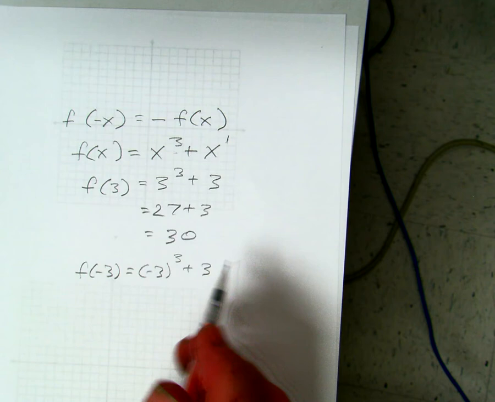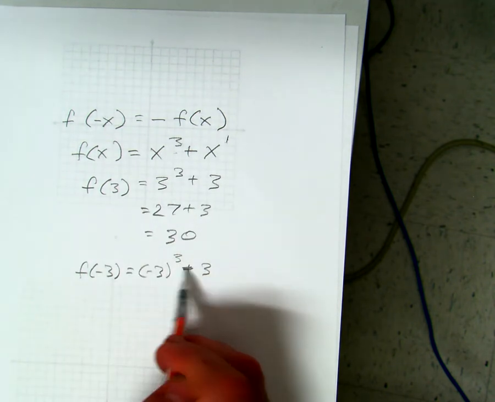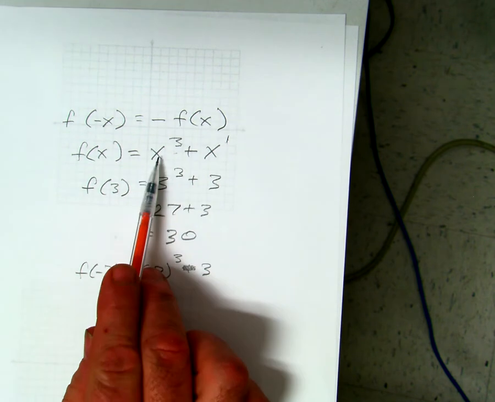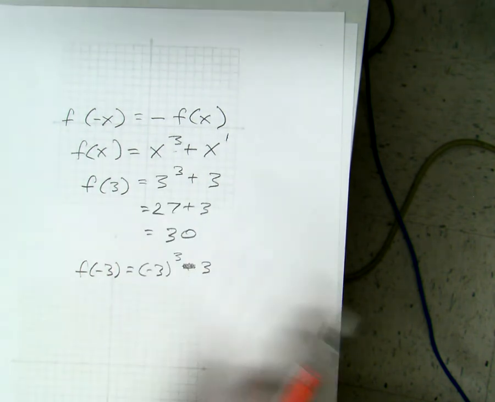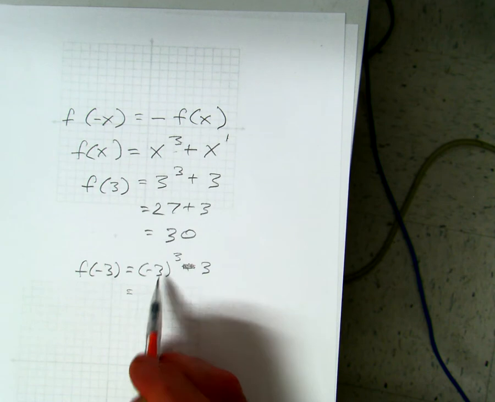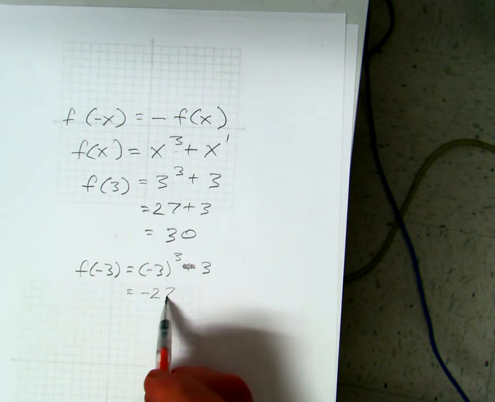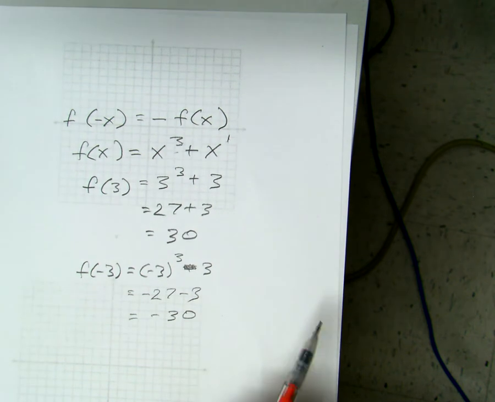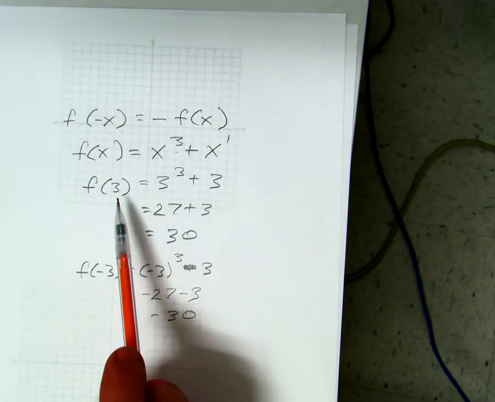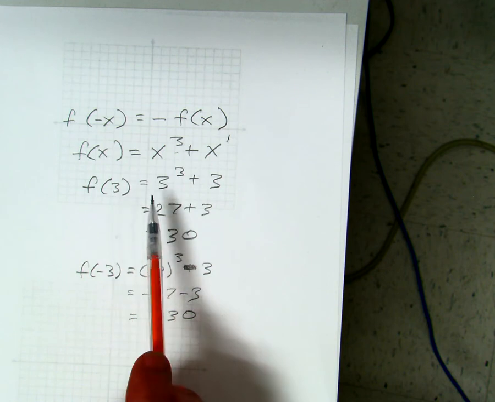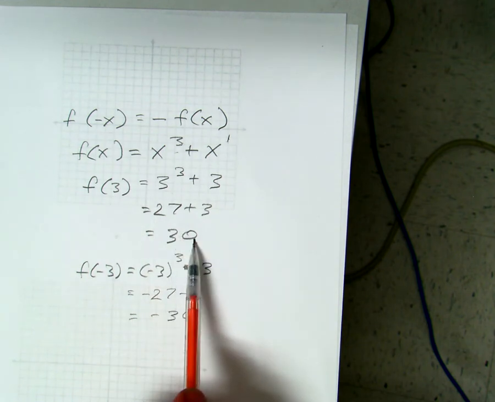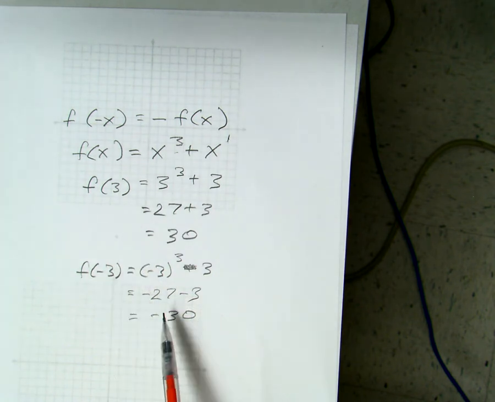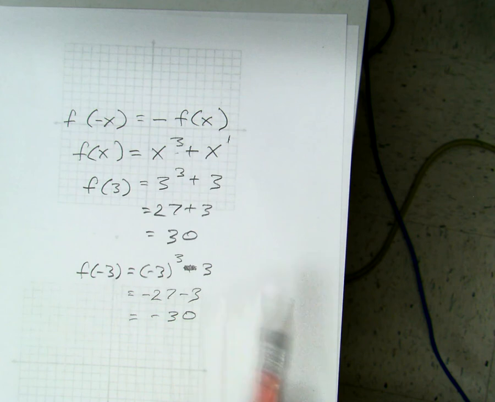So let's see. And actually, this would be a minus 3, wouldn't it? If I'm plugging in a negative 3 for x to the third and a negative 3 for x. Okay, here we go. Negative 3 to the third power is negative 27, minus 3 equals negative 30. So an odd function works by putting a number in, evaluating it, getting an answer. If I put the opposite input in, I should get the opposite answer, and that's what happens.